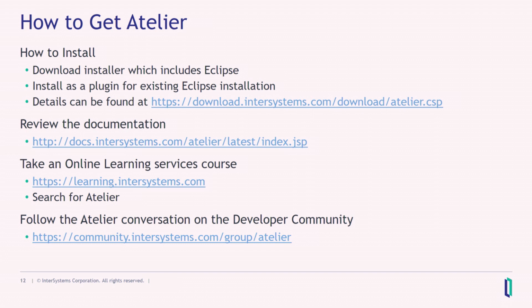Typically, though, you may already have Eclipse, or maybe you want the latest version. You're going to go to eclipse.org, download Oxygen, install it, and then go to the installation repository for Atelier, which is documented at this page. And you will install it into your Eclipse environment.